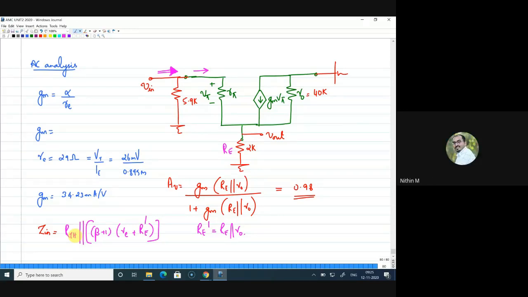Good. So, can you tell me what is the final value for Z in? Anyone can give me the answer. I hope you understood how I have written the Z in formula. If you have doubts, you can ask. This Re dash is nothing but Re parallel to Ro, because this Re and this Ro both are coming in parallel.